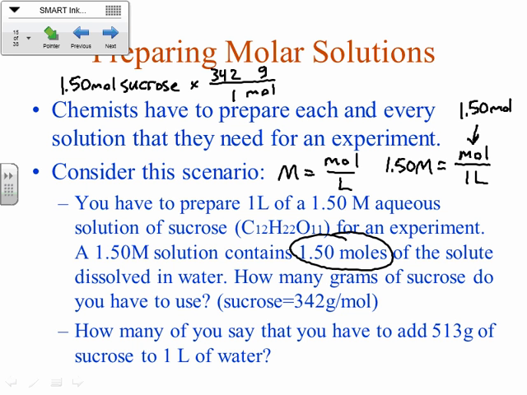And you know chemistry well enough by now, you're all looking for the trick, aren't you? It's a trap. I'm trying to trap you. Why is this not right? Why is it not right to say to make a 1.50 molar solution, I need to add 513 grams, measure out a liter of water, and then dump 513 grams of sucrose into it?